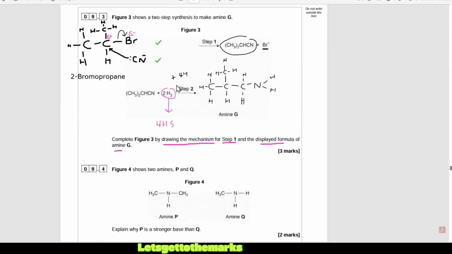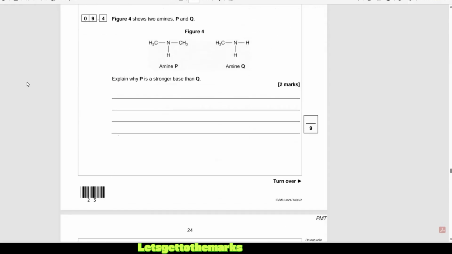All right, let's move down to 9.4. Figure 4 shows 2 amines, P and Q. Explain why P is a stronger base than Q. So why is it that amine P is a better base? What do bases do? Remember the definition of a base? Okay, press pause on the video and have a go at this one.